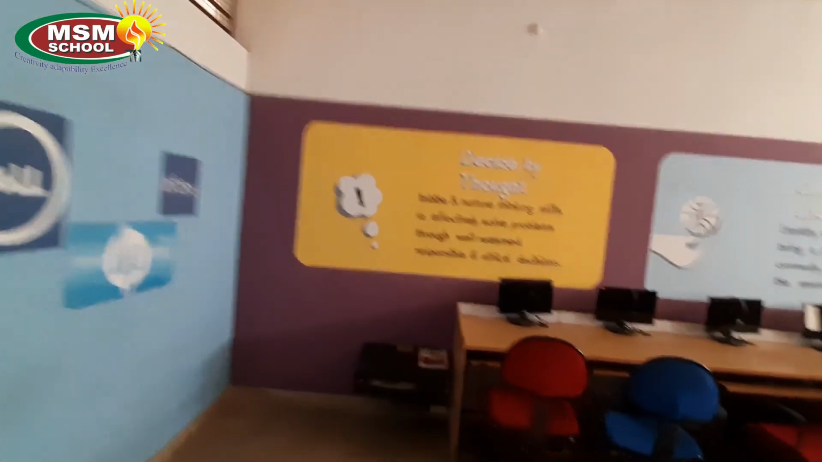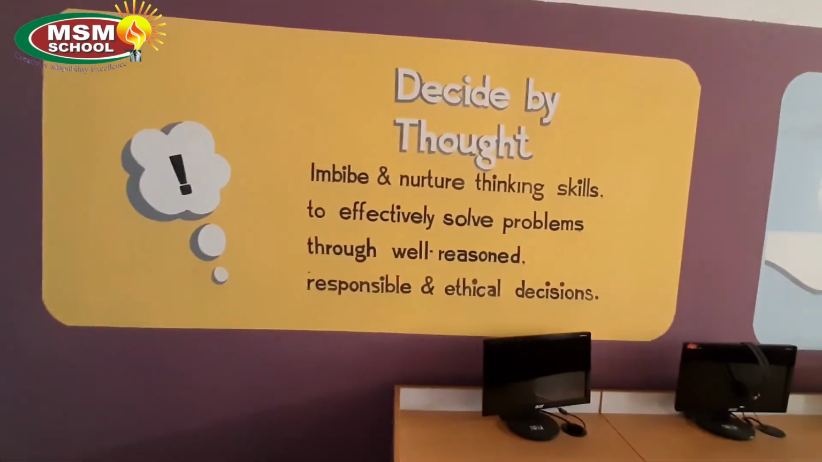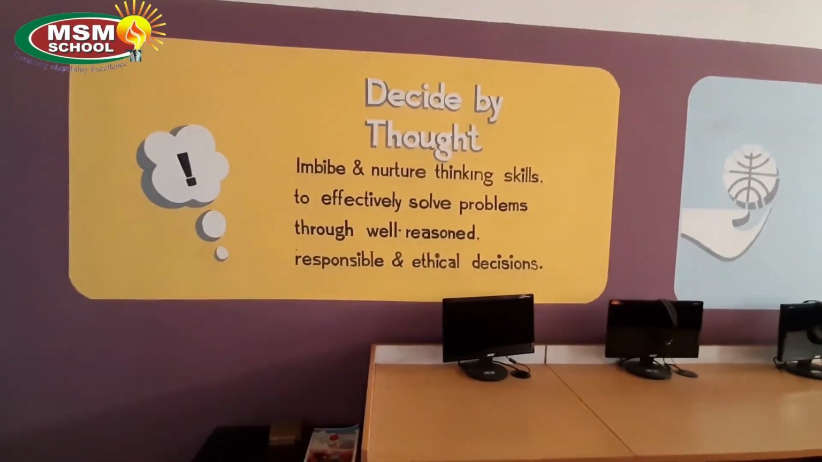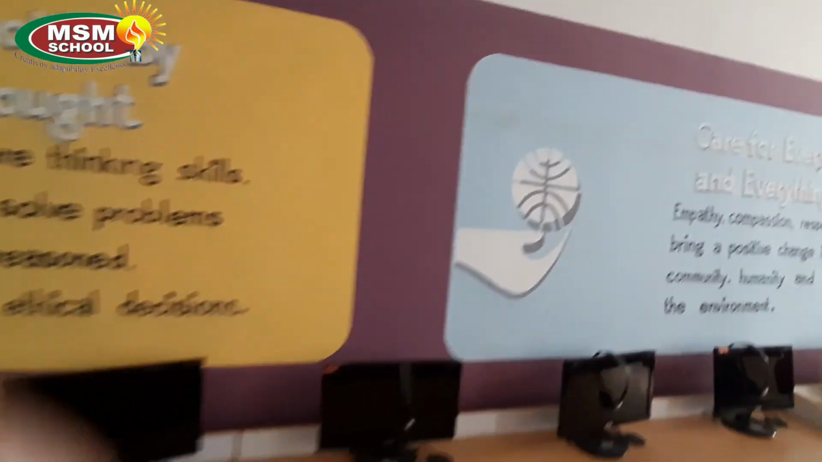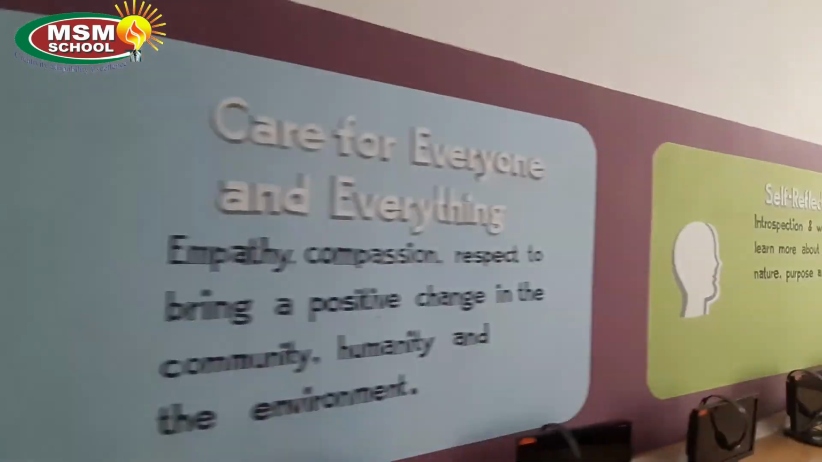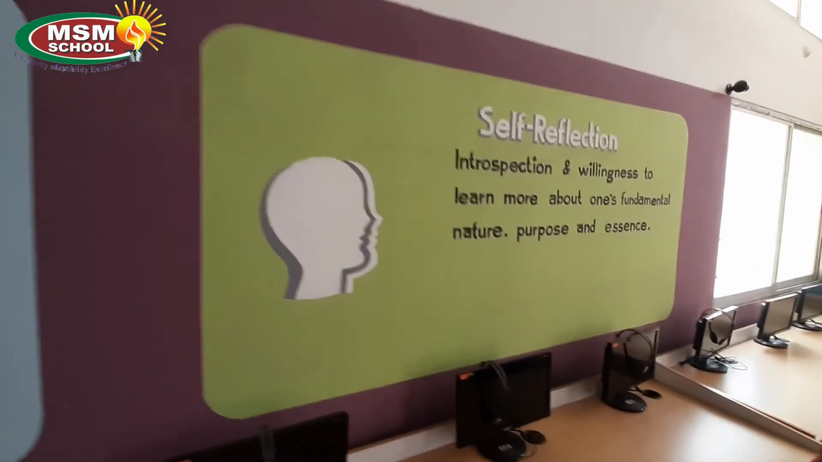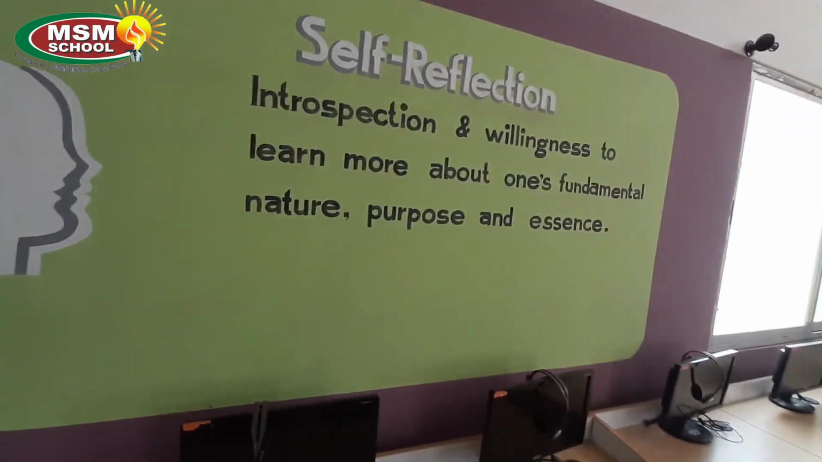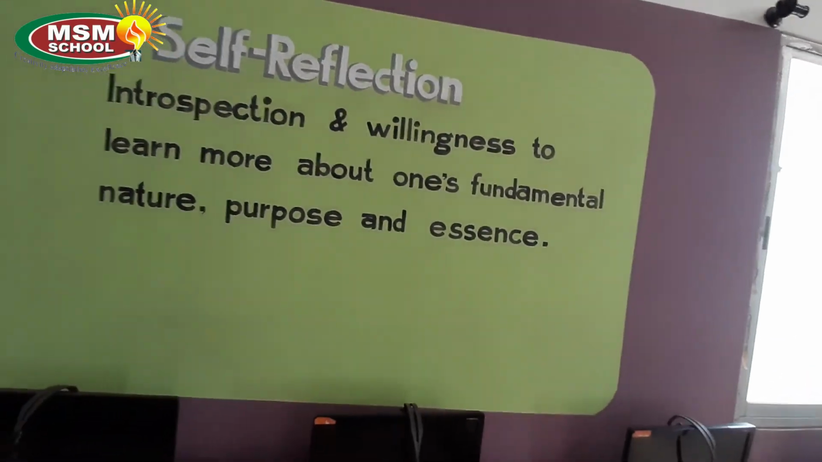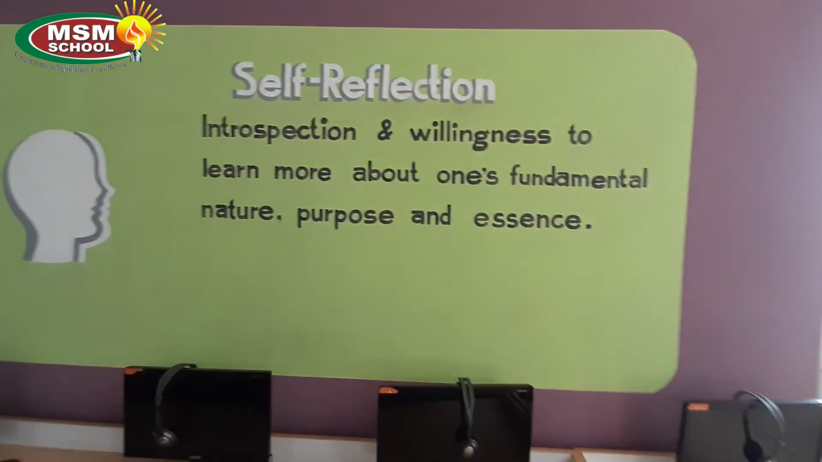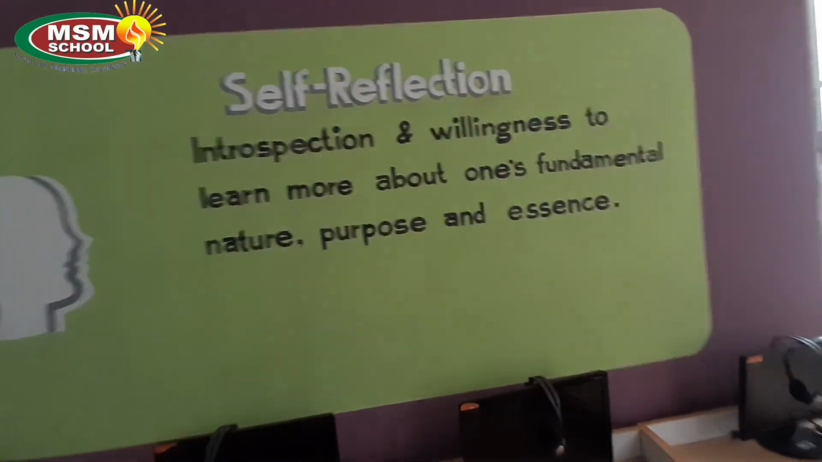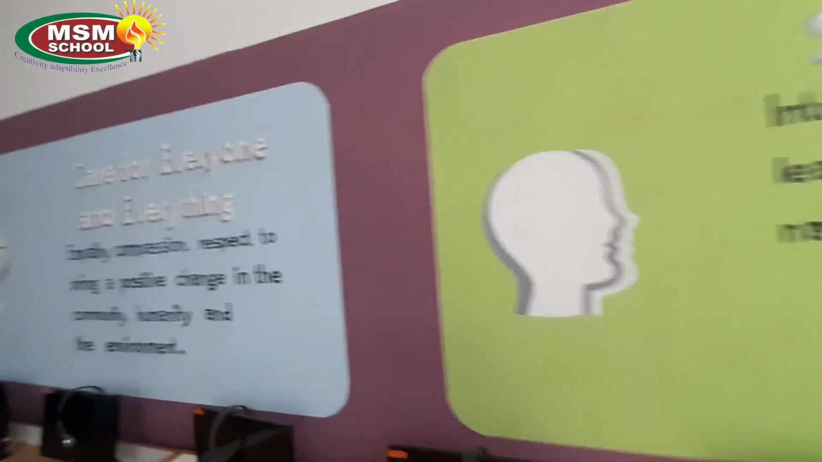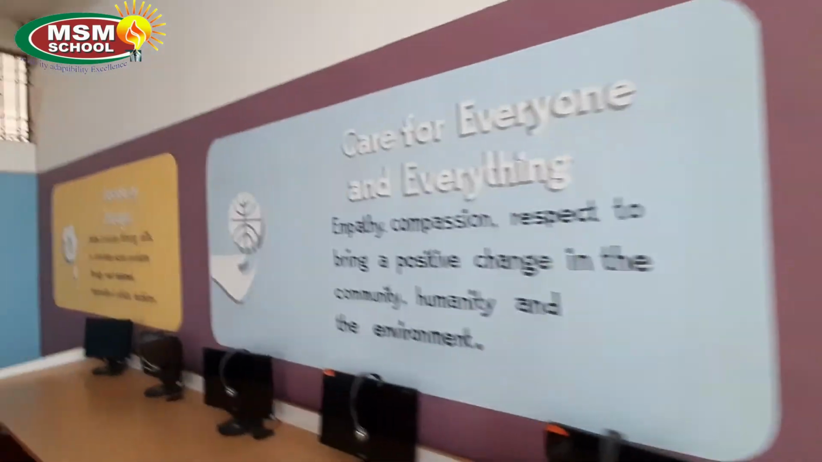And besides that, we have kept certain slogans over here. Imbibe and nurture the thinking skills to effectively solve problems through well-reasoned, responsible and ethical decisions. Care for everyone and everything. Self-reflection, introspection and willingness to learn more about one's fundamental nature, purpose and essence. All these thoughts are kept on the wall with the objective that when the children look here and there, instead of looking at something that is not relevant or meaningless, they're bound to think and introspect, and the quest for learning will increase. So these are called thinking walls.